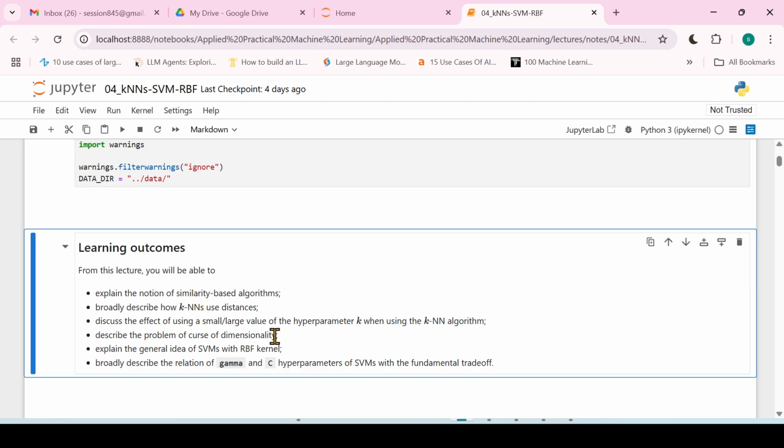We'll see what the curse of dimensionality is, and after that we'll discuss the general idea of SVM and the RBF kernel. SVM also has different hyperparameters, like gamma and C. It has these two hyperparameters. And we'll discuss everything in this class.